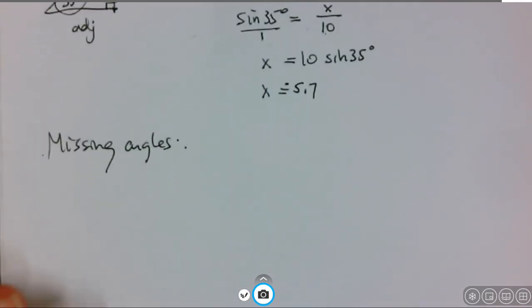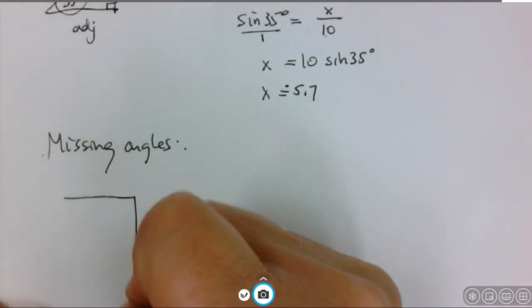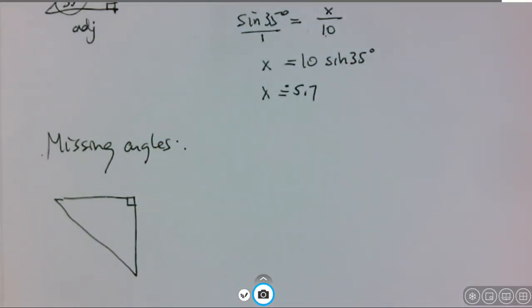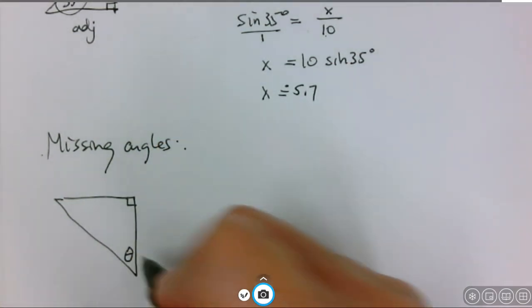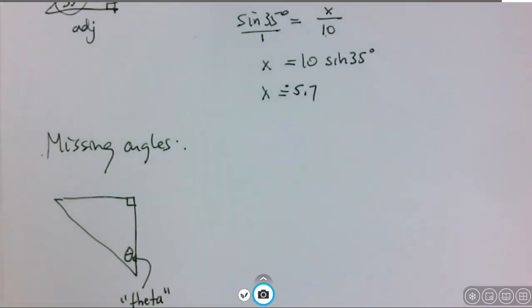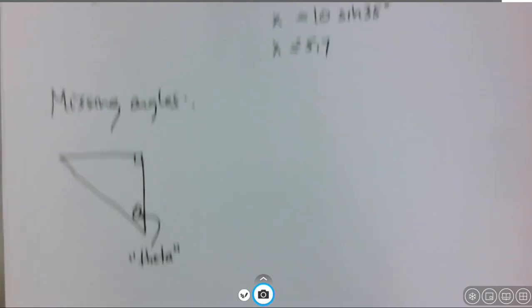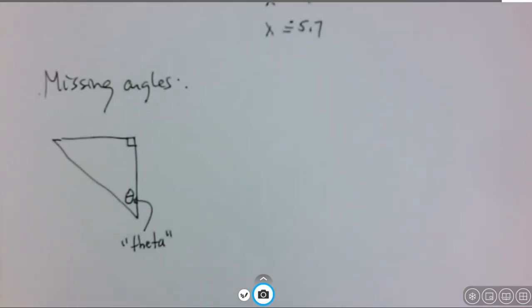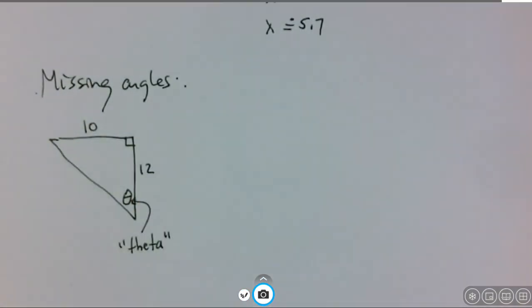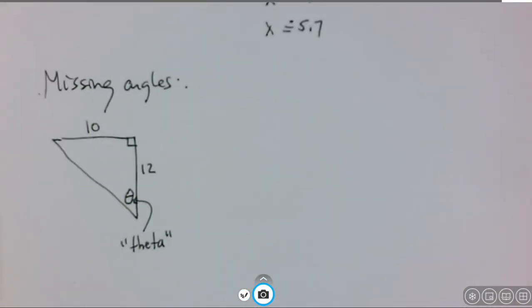Okay, so suppose I have a triangle, and maybe I'll draw it upside down this time, just so it doesn't matter. Let's say I want this angle. I'm going to call it theta. Theta is a Greek letter that we often use for missing angles. But I have two of the sides. Let's say this is a 10 and this is a 12. Now I look to see what I have for theta.